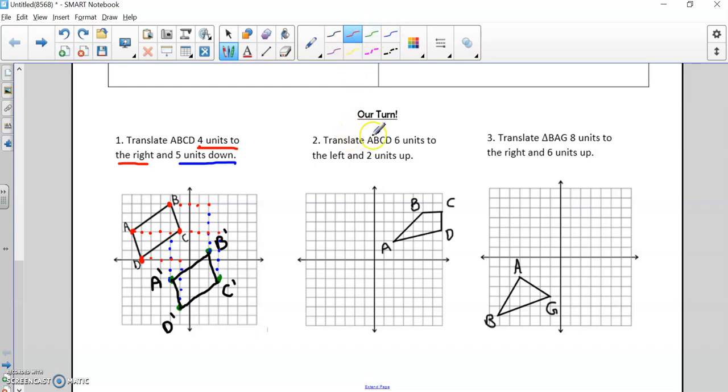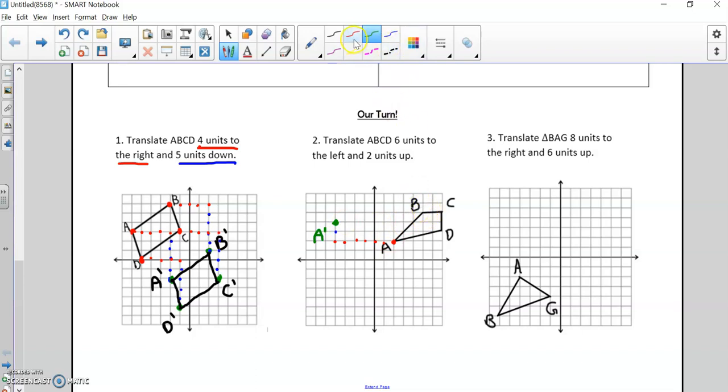Alright, so now we're translating the shape 6 units to the left, 2 units up. So let's start with point A this time. We're going to go 1, 2, 3, 4, 5, 6 units to the left, and then 2 units up. So 1, 2. That lands us right over here. And that's going to be my new A, so I'm going to go ahead and call it A prime.